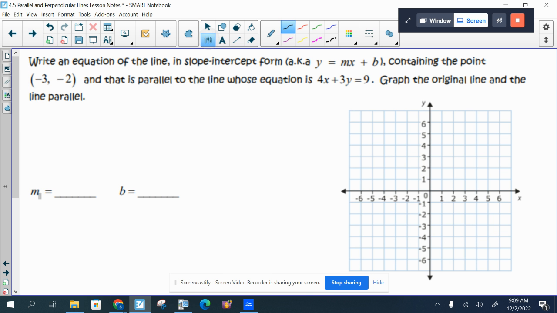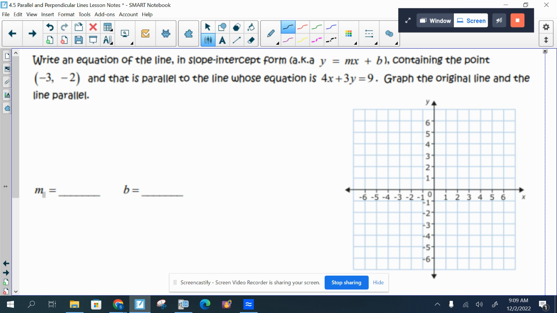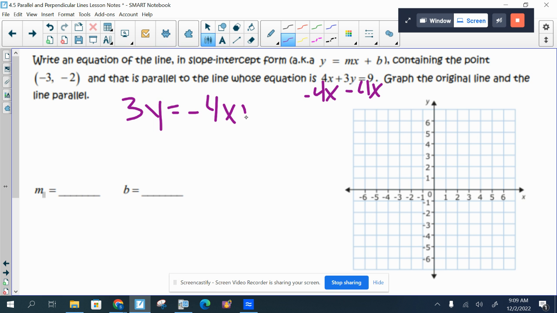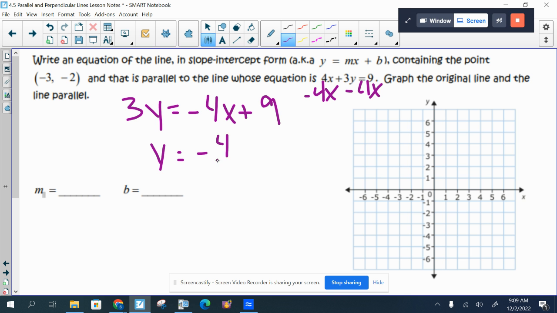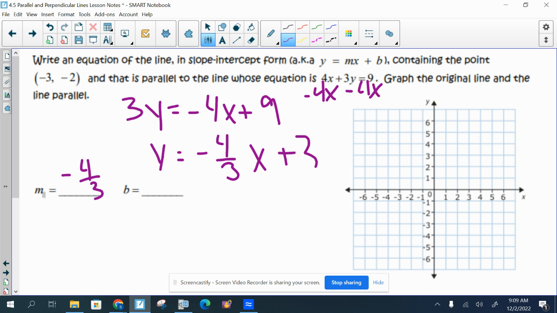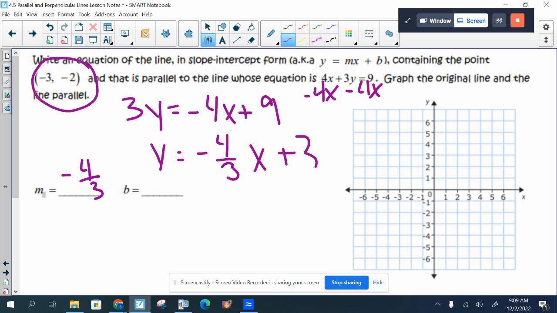Okay, so let's solve for y here. I would subtract the 4x over. So you get 3y equals -4x plus 9. Divide everything by 3. So y equals -4/3 x plus 3. So the slope of this line, the parallel line, is going to be -4/3. And it tells you to use the point (-3, -2).